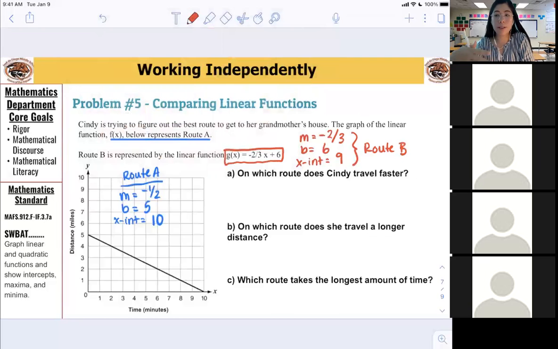I already found this information, but this is very similar to the third question as well as the first question, so a lot of this has very similar things. If you have any questions or problems about that, you can look back at videos that I've recorded in the past. So now let's actually answer these questions. Based on this information, I have the slope, the y-intercept, and the x-intercept. Based on this information, on which route does Cindy travel faster?